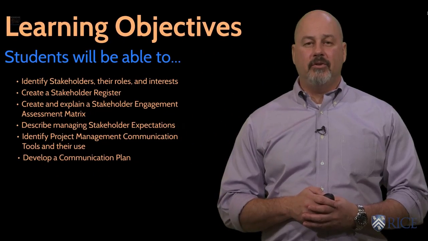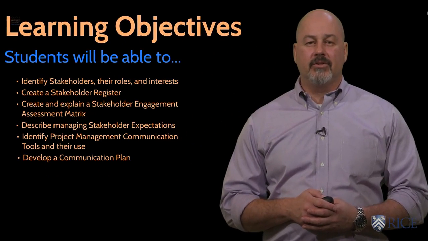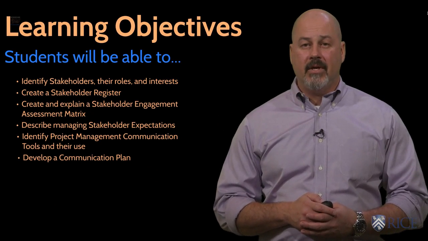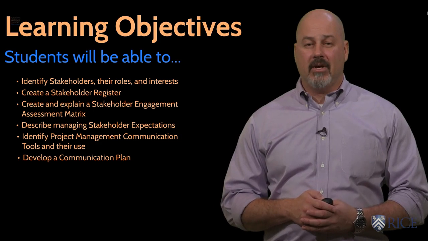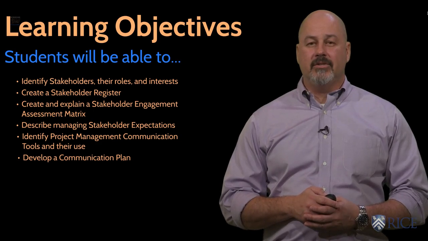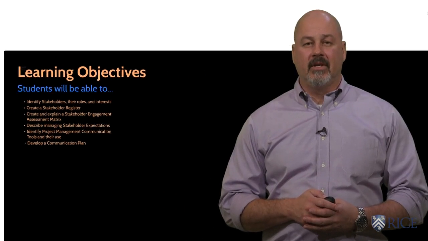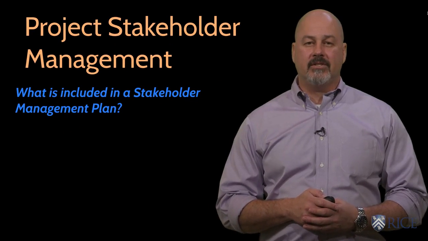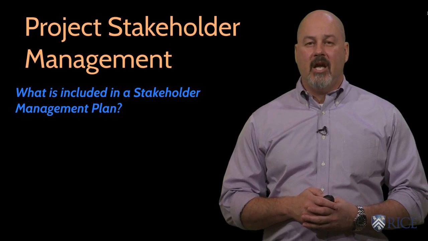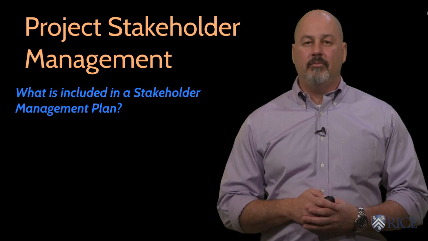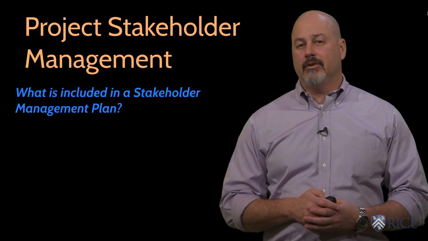After this module, you'll be able to identify project stakeholders, their roles and interests, how to manage them, how to keep them informed, and develop a plan to manage the entire process. The first step in identifying your stakeholders is to create a plan. The project stakeholder management process organizes the functions necessary to identify, classify, and manage your stakeholders in a methodical and logical way, which will help you create a plan that you can execute.